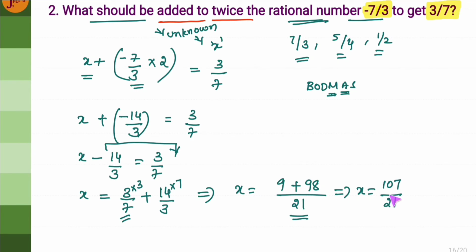We can't further simplify this, right? So now what were we supposed to find? What should be added? So we were supposed to find x. X is already obtained. X is 107 by 21. So this 107 by 21 should be added to this rational number to get 3 by 7.